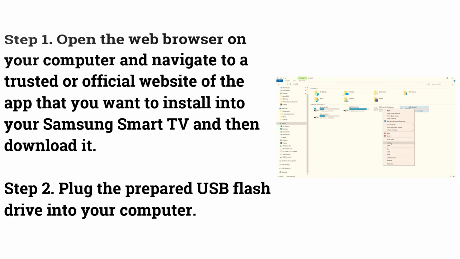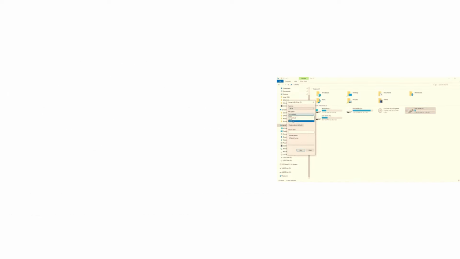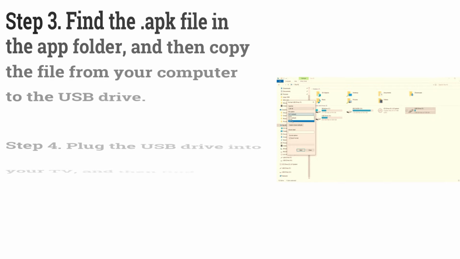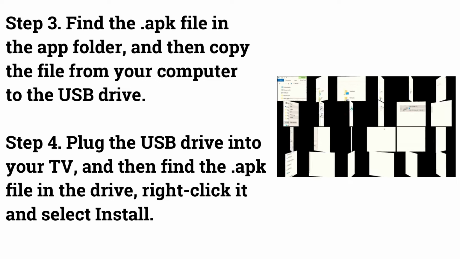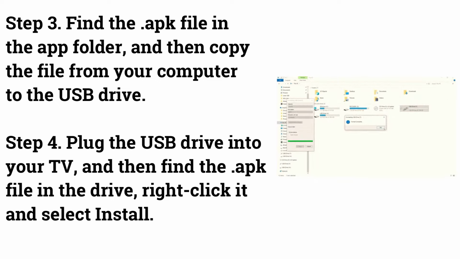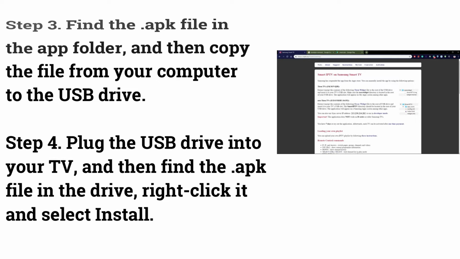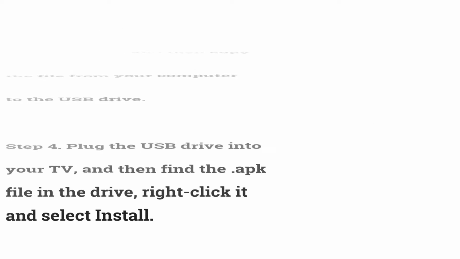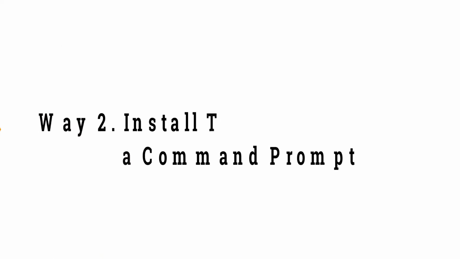Step 2. Plug the prepared USB flash drive into your computer. Step 3. Find the .apk file in the app folder, and then copy the file from your computer to the USB drive. Step 4. Plug the USB drive into your TV, and then find the .apk file in the drive, right-click it and select Install.